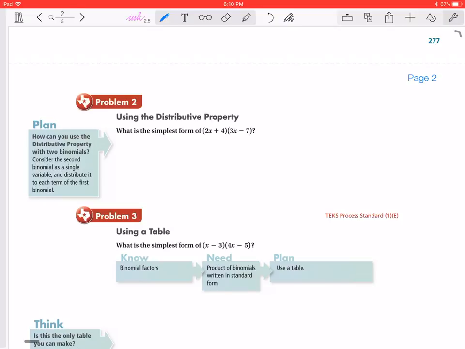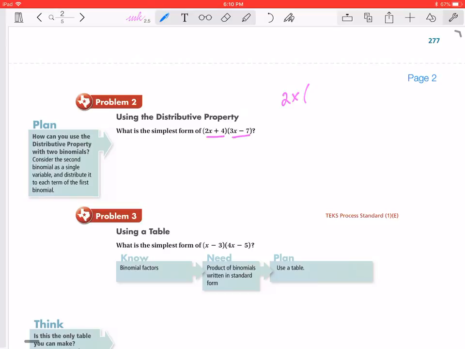So the easiest way for me, the simplest form, we're going to use the distributive property of 2x plus 4 times 3x plus 1.